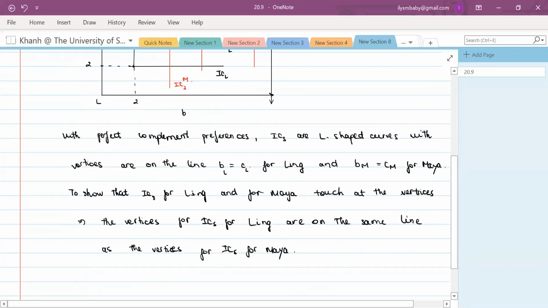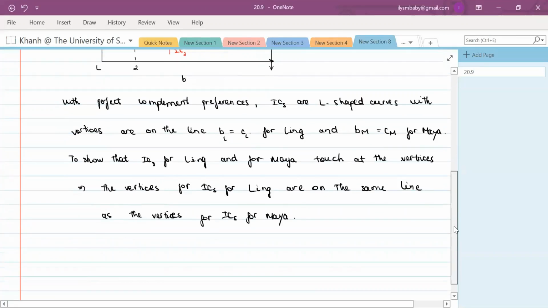So we know that all the vertex points for Ling are lying on the line where BL equals CL, and all of the vertex points for Maya are going to be lying on the line where BM equals CM. Okay, so in order to prove that they are the same line, what we need to do is to show.